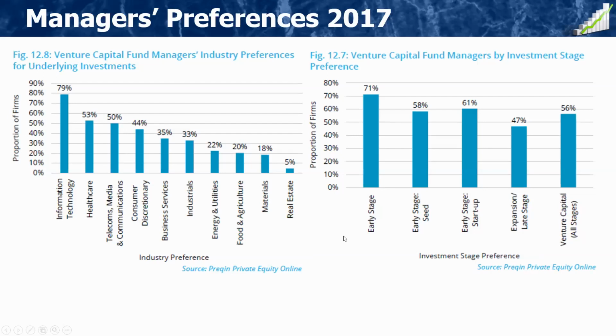If you look at the preferences of venture capital fund managers, the industry preferences, you see that information technology was the number one. It is still the number one. Healthcare was already second at that time. After COVID, for sure, healthcare is becoming more popular. But telecoms and media and communication was also of interest.